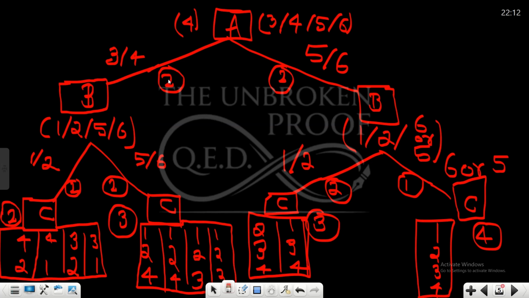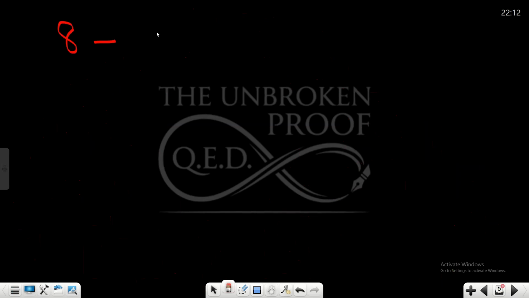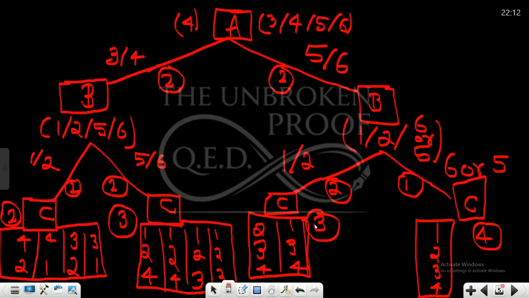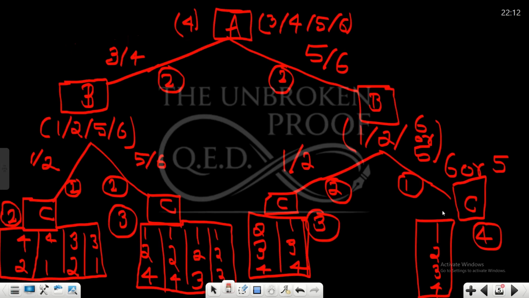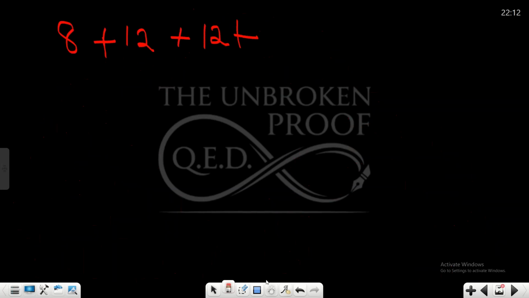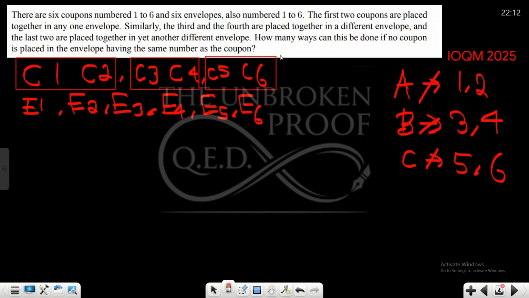So how we will do: 2 into 2 into 2, that will be 8, plus 2 into 2 into 3, which will be 12. Then plus one more 2 into 2 into 3, that is going to be one more 12, and the last one, 2 into 1 into 4, that will be 8. Then 2 into 2 into 1, 2 into 1 into 4, that will be 8, and if we count them totally you will get 40. So the final answer for this question is 40.